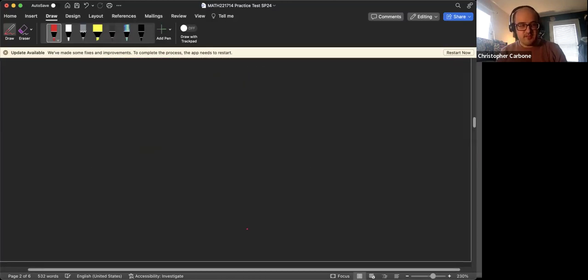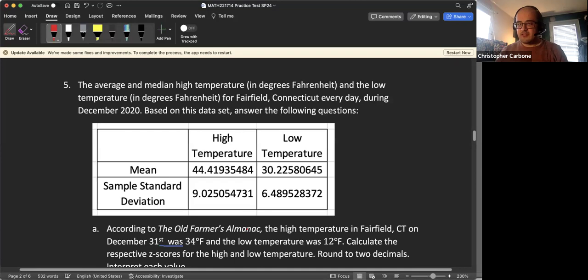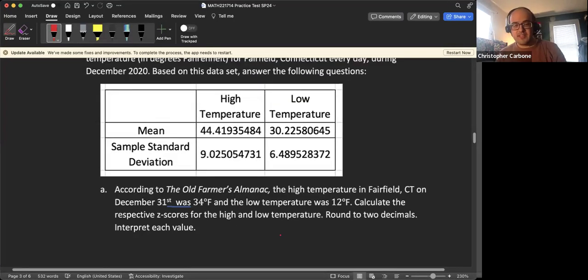So moving on from there, I gave these summary information, not a data set, which is the average and median high temperature in degrees Fahrenheit and the low temperature in degrees Fahrenheit for Fairfield, Connecticut, during the month and year of December 2020. And based upon these values, I put that according to the Old Farmer's Almanac, the high temperature in Fairfield on December 31st was 34 degrees Fahrenheit, and the low temperature was 12 degrees Fahrenheit.